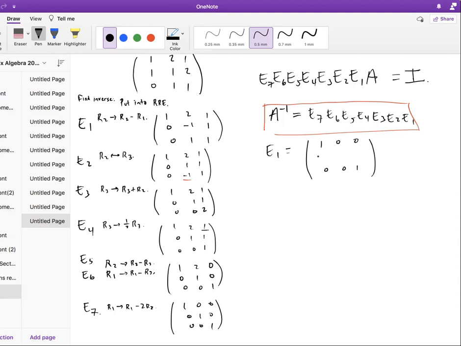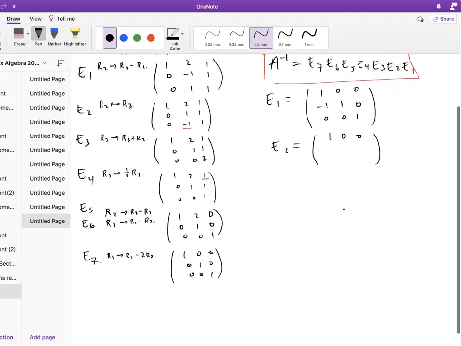-1, 1, 0. Okay, let's take E2. So this is our row swap matrix. So we're swapping row 2 and row 3. So row 1 is not changing. And then what happens in rows 2 and 3?